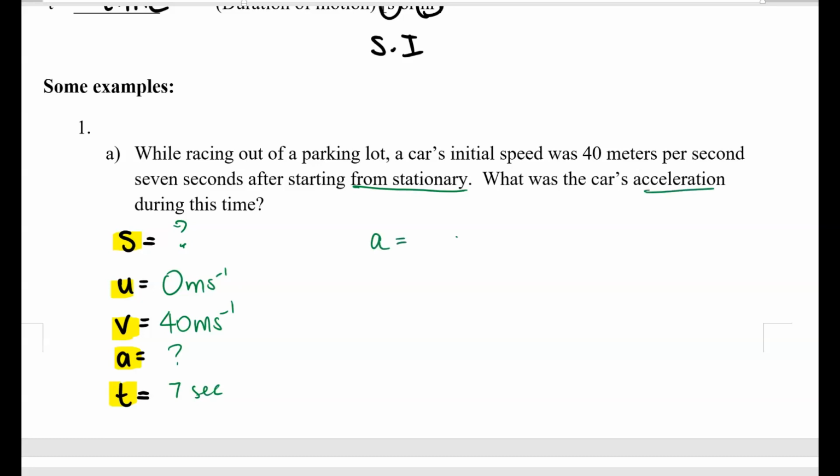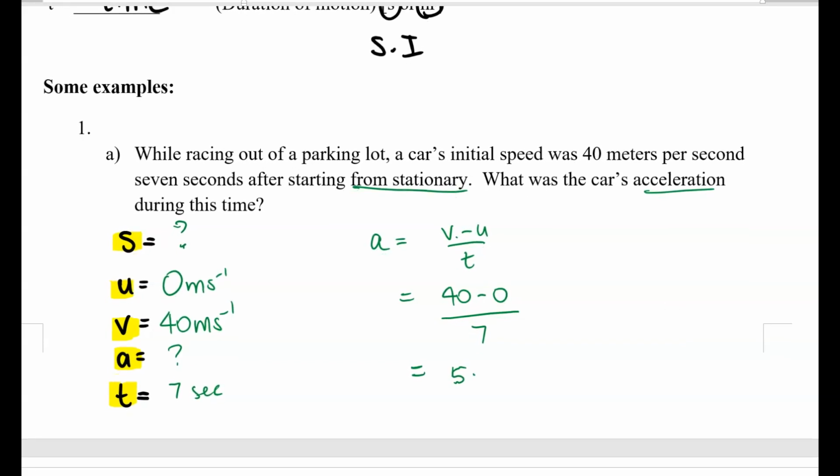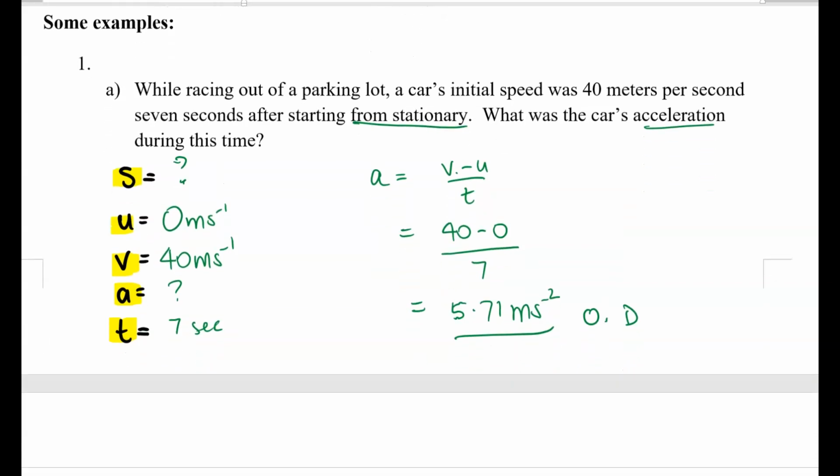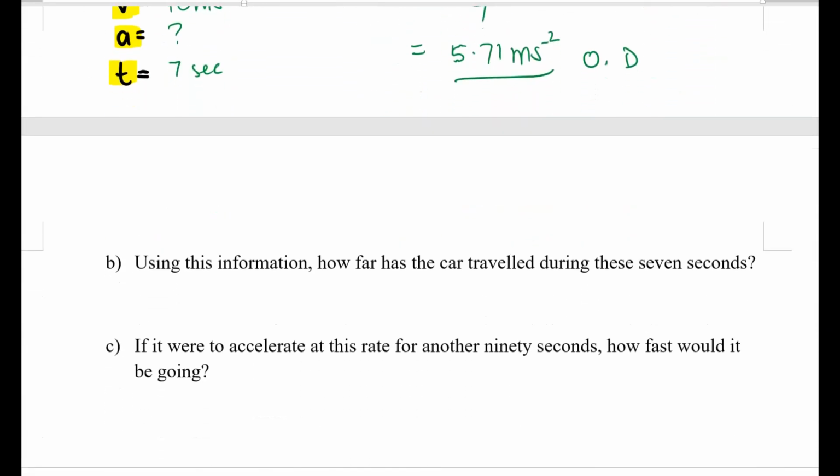We've seen this before. a is equal to v take u on t, which we said was 40, and initially it was 0, and it's over 7. So I got 5.71 meters per second squared, and it's in the original direction. Okay, easy stuff. Now, part B.